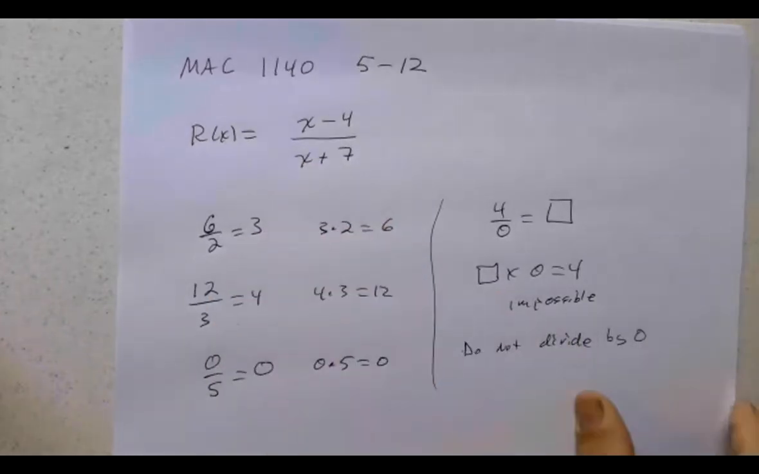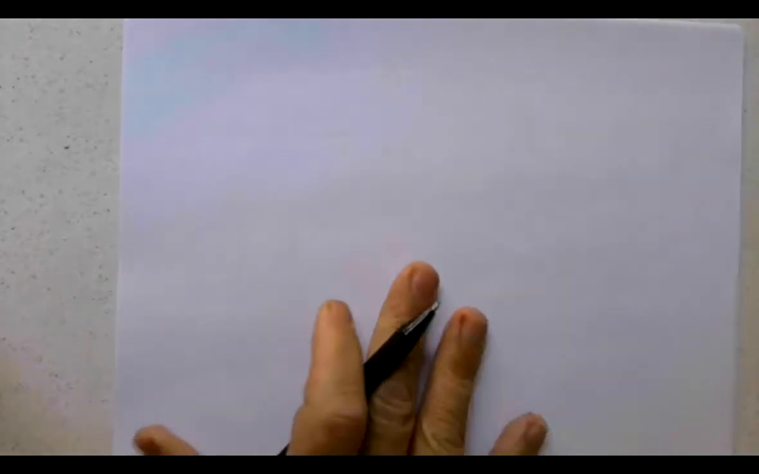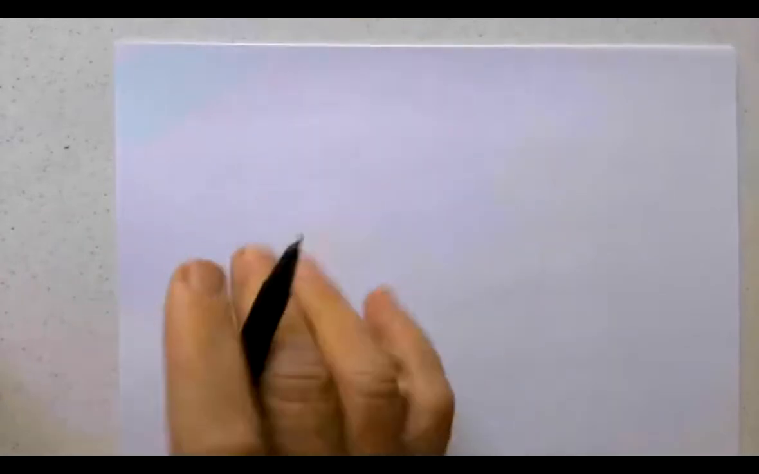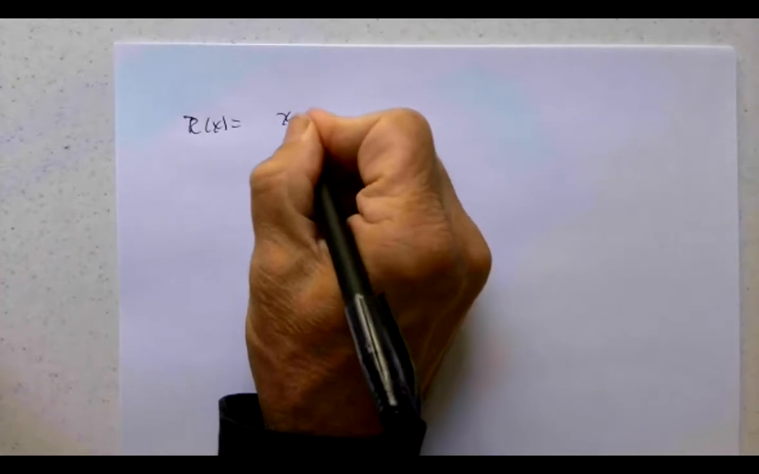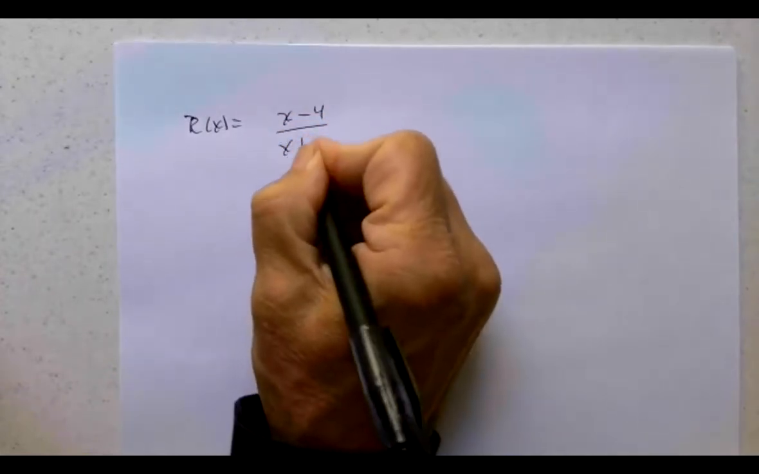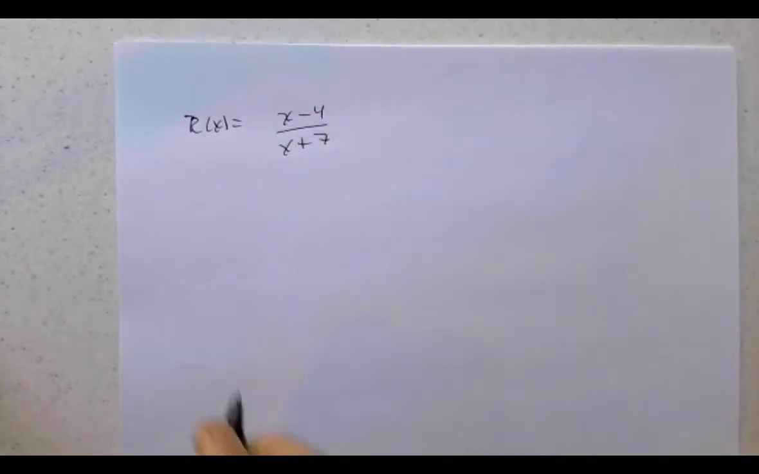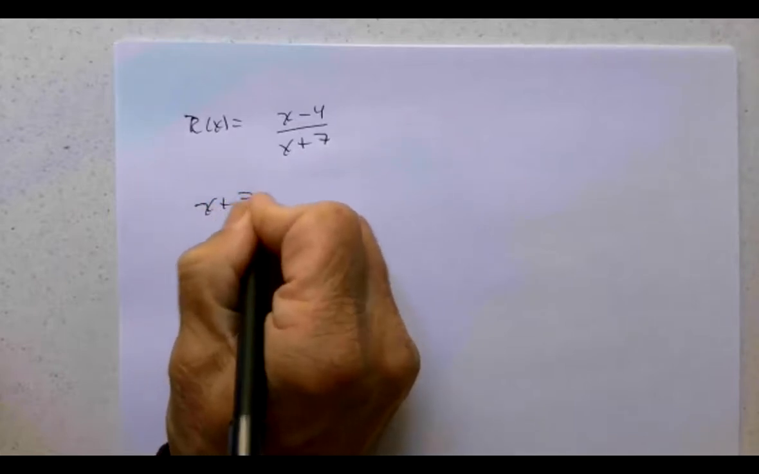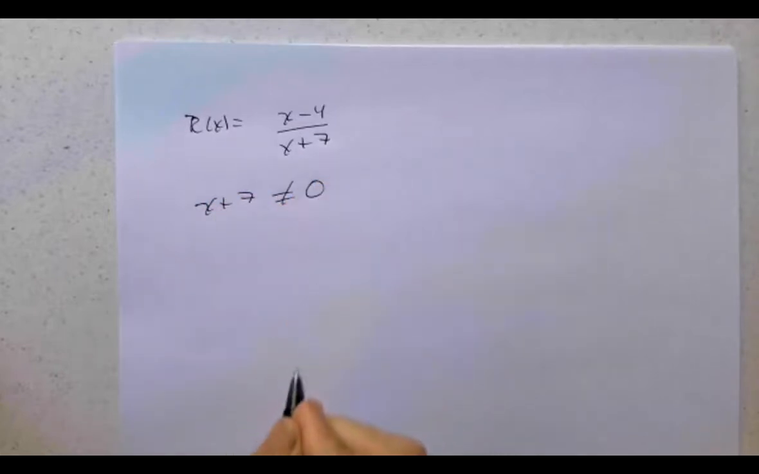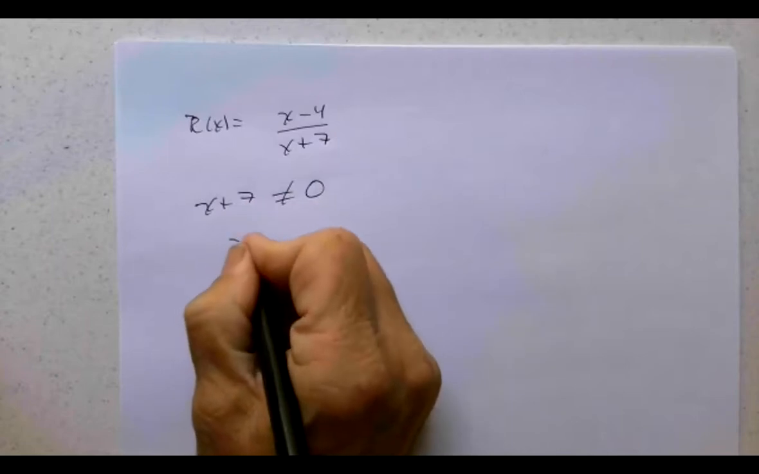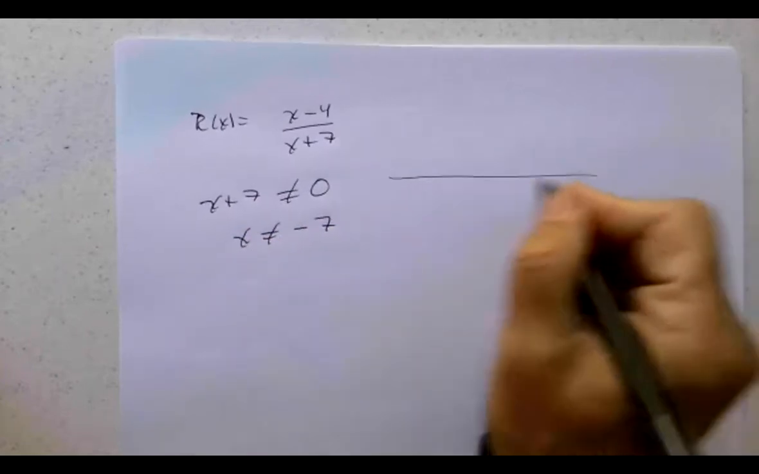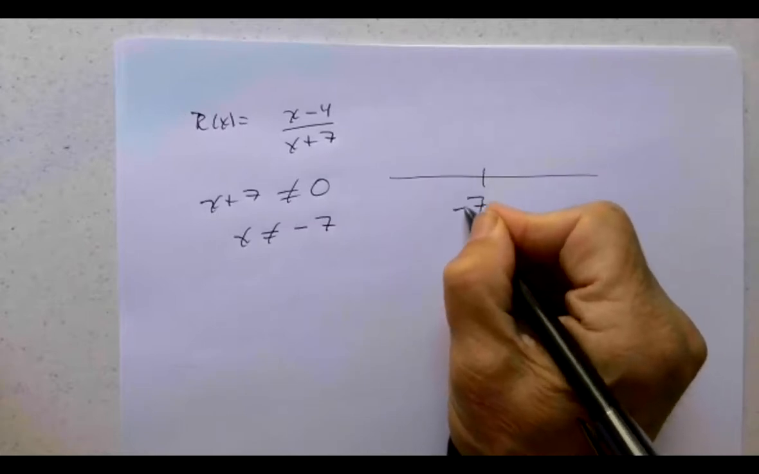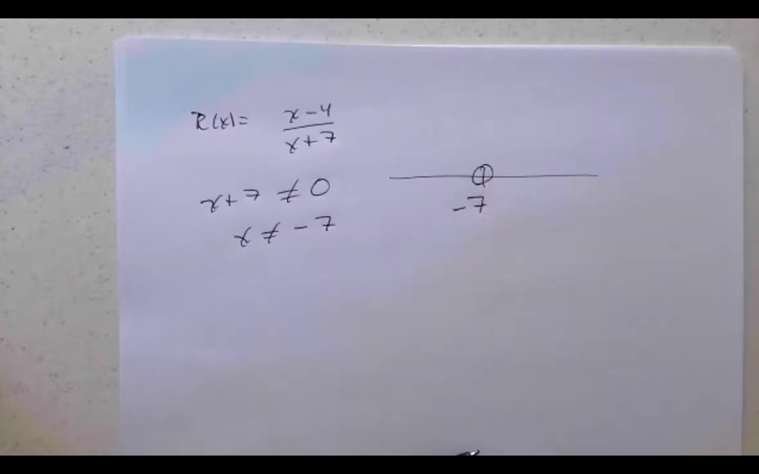So down here, what do I have? I have r of x is x minus 4 over x plus 7. What we're recognizing is the bottom cannot be 0. x plus 7 cannot be 0. So x cannot be negative 7. So my number line is everything except negative 7 is removed.